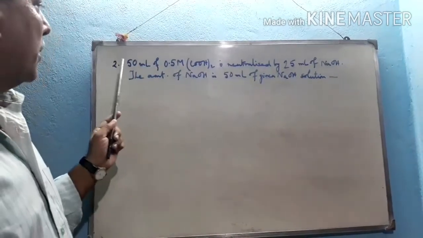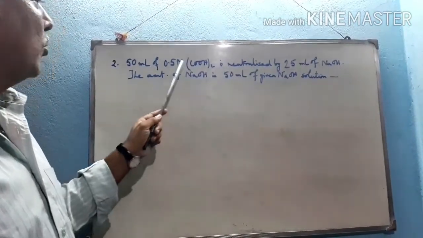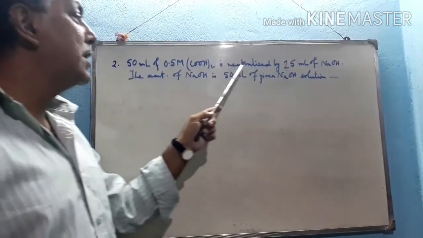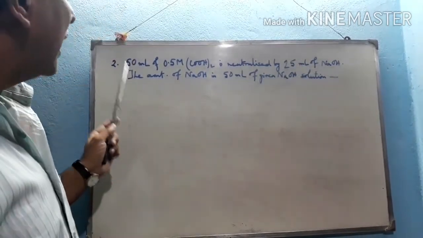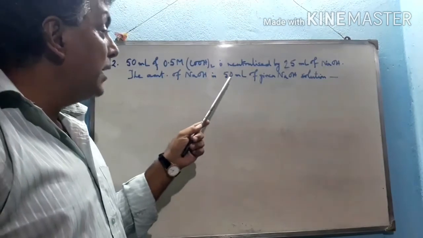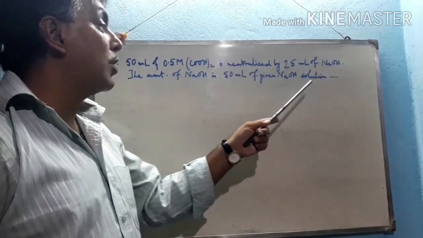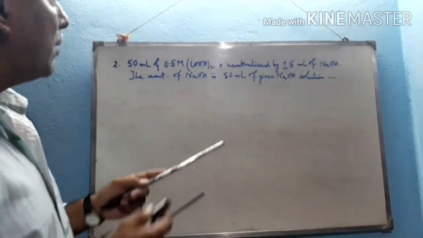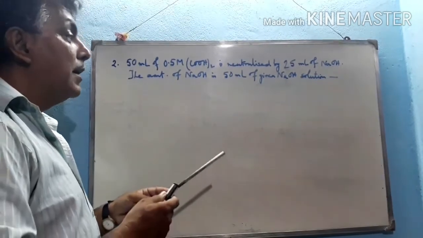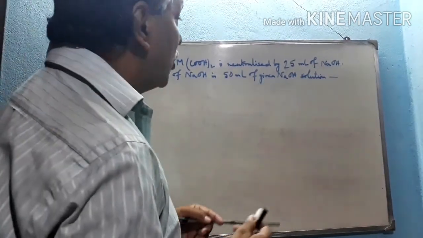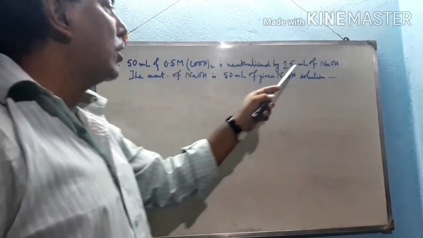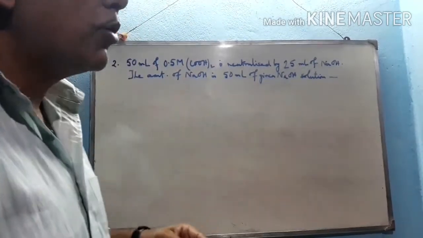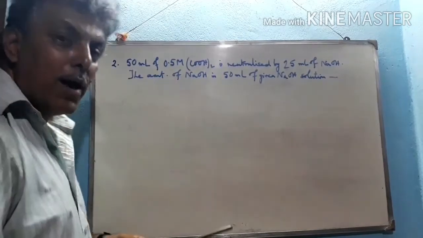Question number 2. 50 ml of 0.5 molar oxalic acid (COOH)2 is neutralized by 25 ml of sodium hydroxide solution. Find the amount of NaOH in 50 ml of the given NaOH solution. So we have to find out the amount of NaOH present in that 50 ml of given NaOH solution. First, this is an acid-base reaction. Oxalic acid is titrated or neutralized by sodium hydroxide. So we have to convert this molarity into normality at first.